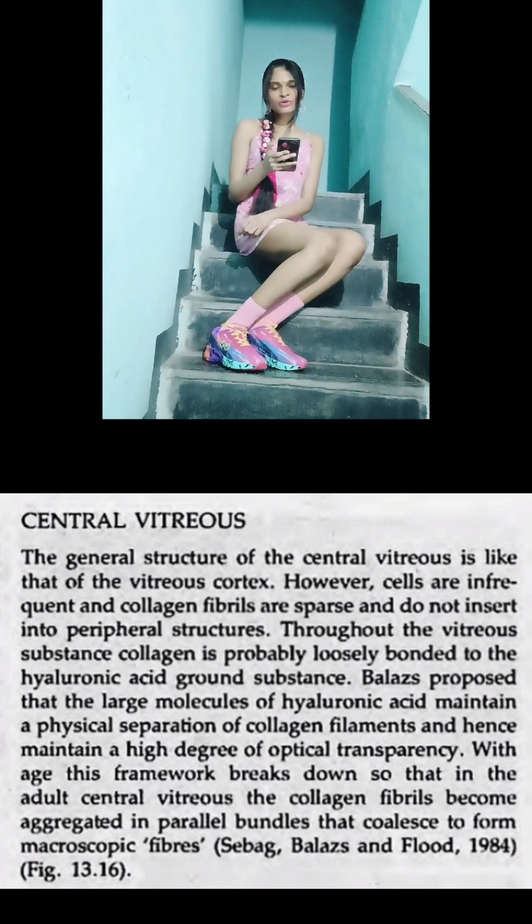With age, this framework breaks down so that in the adult central vitreous, the collagen fibrils become aggregated in parallel bundles that coalesce to form macroscopic fibers. So in this paragraph, what they are saying is that the central vitreous has a general structure similar to that of the vitreous cortex, but the cells are infrequent and collagen fibers are sparse, obviously because the vitreous cortex is denser than the central vitreous. So the collagen fibrils there are sparse, and there are infrequent vitreous cells.